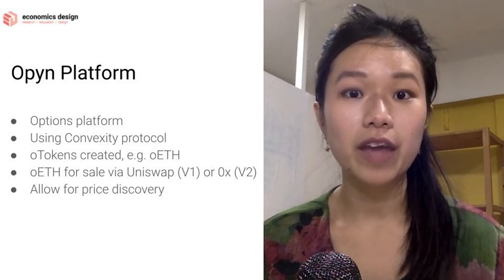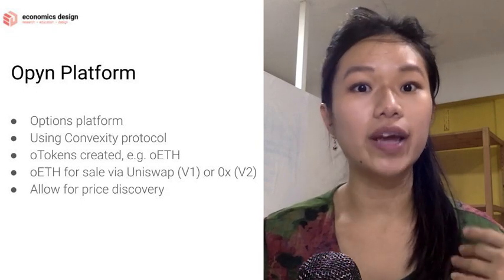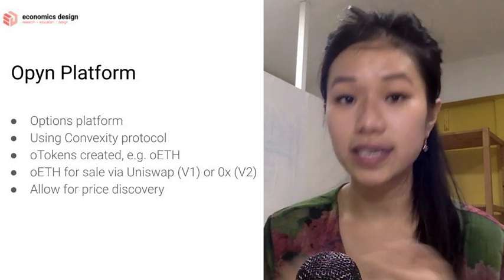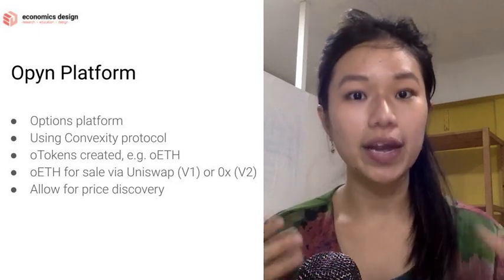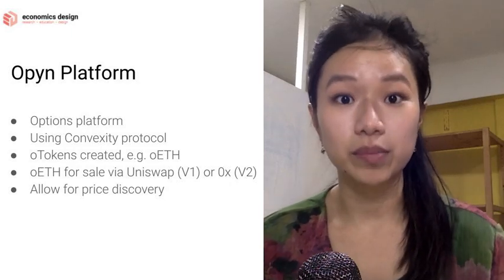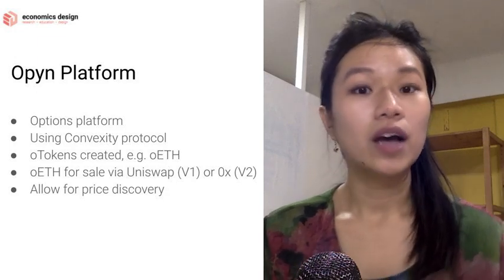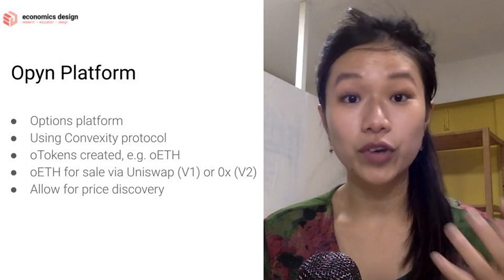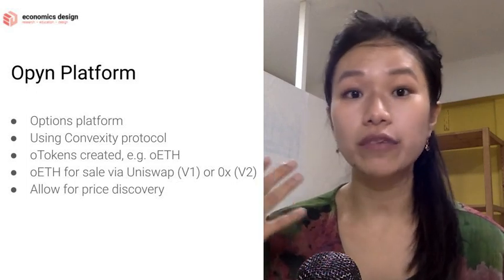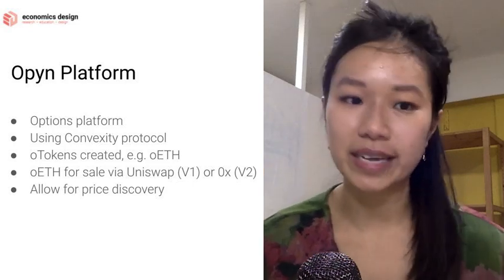So for example, if I'm buying a put or call option for ETH, my underlying is ETH, it will create an oToken, so the option version of this ETH with the strike price and the expiry that I'm looking for, and then I can buy them. I can either create them and hold on to them, or I can buy them in the secondary market. So that's one of the biggest differences between all the other protocols. You can buy this options ETH, the oETH, either in Uniswap version 1, or they recently upgraded to version 2 using 0x protocol. So we're going to talk about that a bit later.